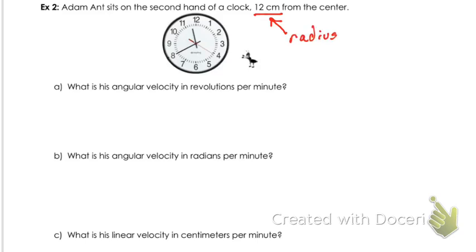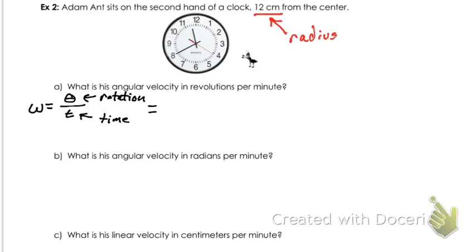Okay, the first question is, what is his angular velocity in revolutions per minute? So our angular velocity, if we look at the other slide, or if you go back in the video, is going to be omega. Let's go ahead and do this. It's going to be omega equals theta over time, where theta is our rotations over time.